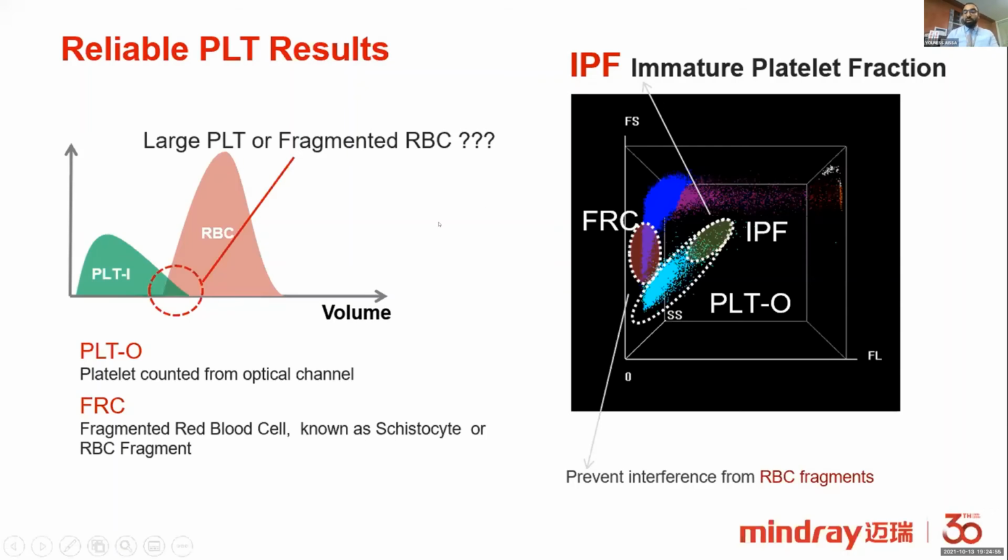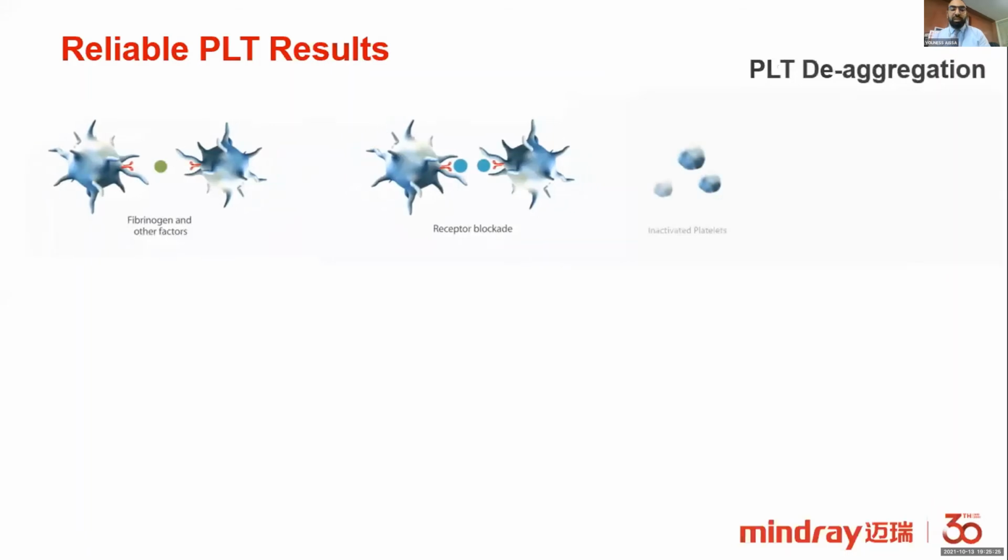The machine also gives us two more parameters: RBC fragments, including schizocytes and fragments of the RBC, and IPF, the immature platelet fraction. It is also very important because it gives us information about the new, immature platelets, and whether there is a central or peripheral thrombocytopenia. So it is very important for optical platelets.